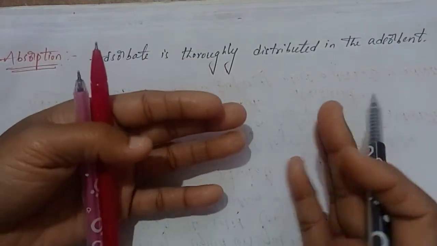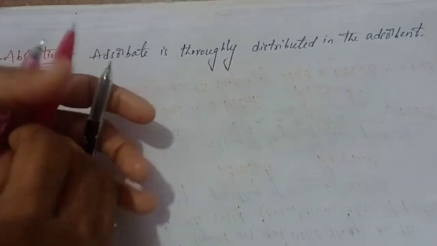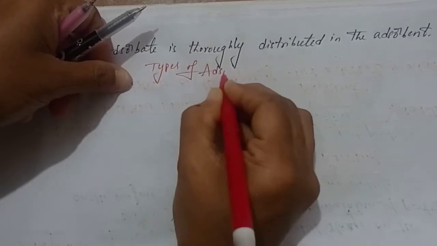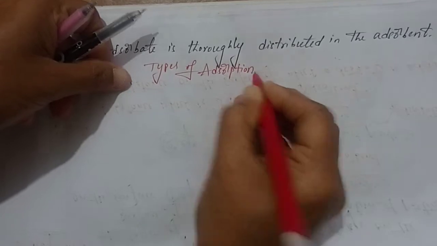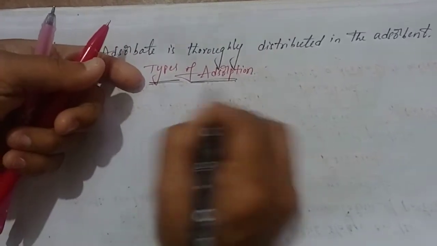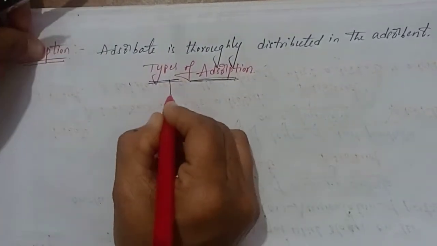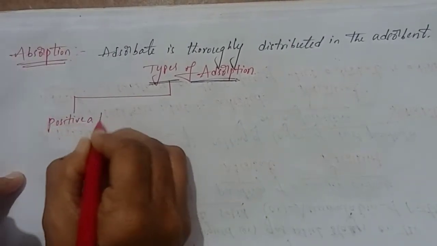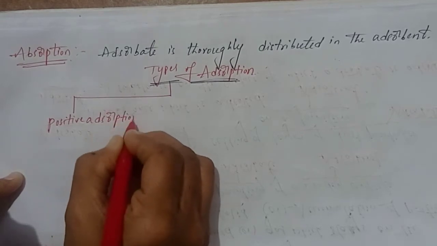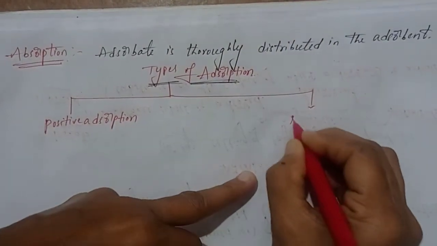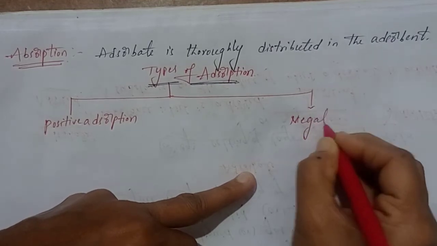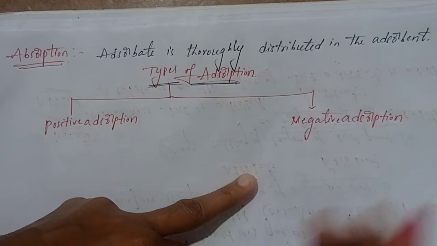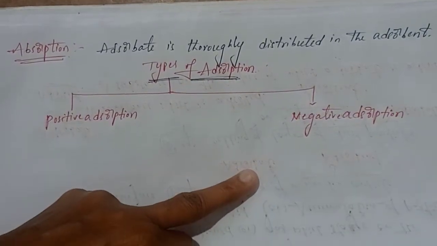Now I am going to discuss the types of adsorption, students. What are the types of adsorption? There are two types. The first one is positive adsorption, and the second one is negative adsorption. Clear, students? One is positive adsorption, another one is negative adsorption.